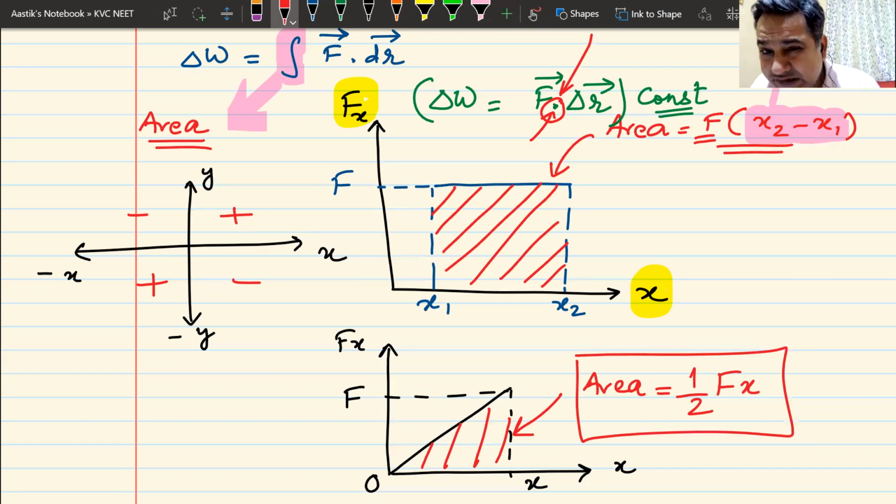But in the previous case, I was getting the answer as F into delta x. Here x is actually delta x, but I'm getting half. Why am I getting half? Because this force is not a constant force. It is a variable force, and therefore I get the term half because it depends on how the force is varying. Is this area going to be positive or negative? Should I treat this area as positive or negative? Is the work done by this force positive or negative? That is the question.